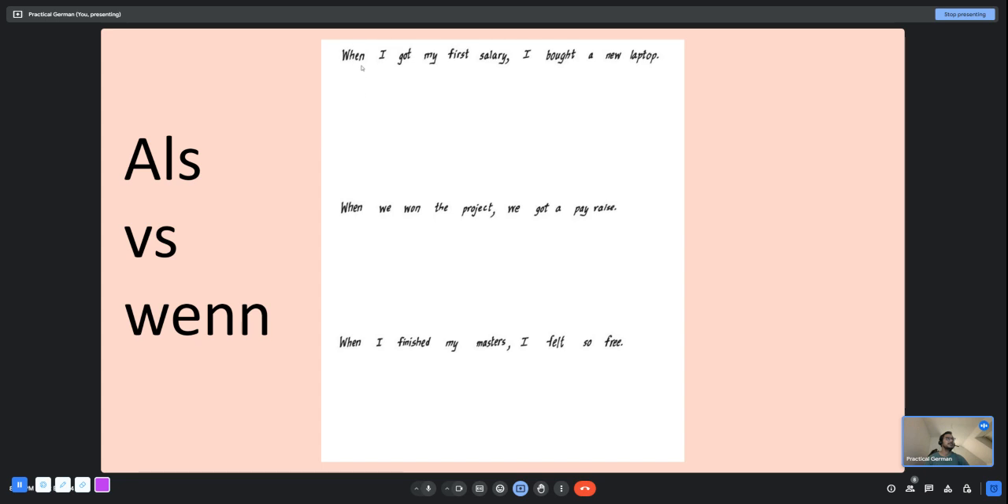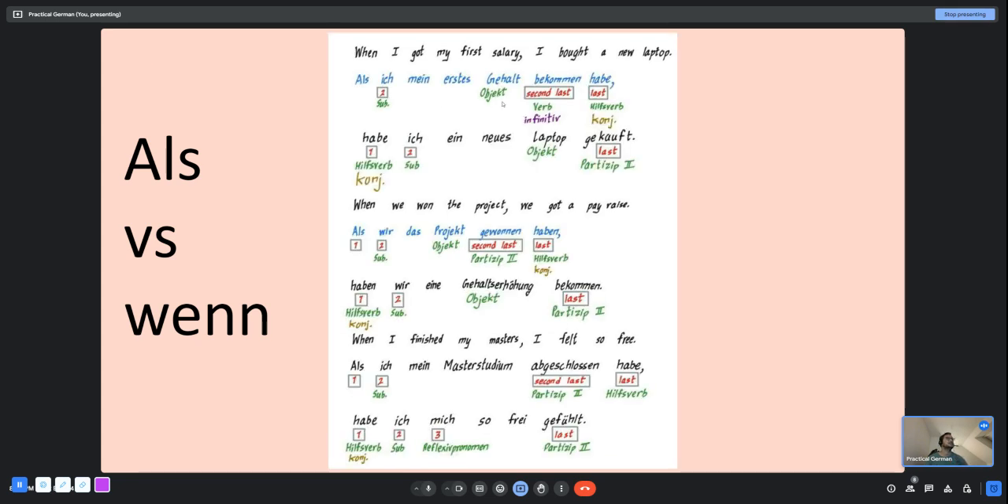So I'm saying here Rishabh should have used als and not when. So when to use als? When you're talking about a once in a lifetime event, or events that are not frequent. Okay, so let's look at the blue ones here. Rishabh, please read the blue ones. Sure. Als ich mein erstes Gehalt bekommen habe, habe ich ein neues Laptop gekauft.